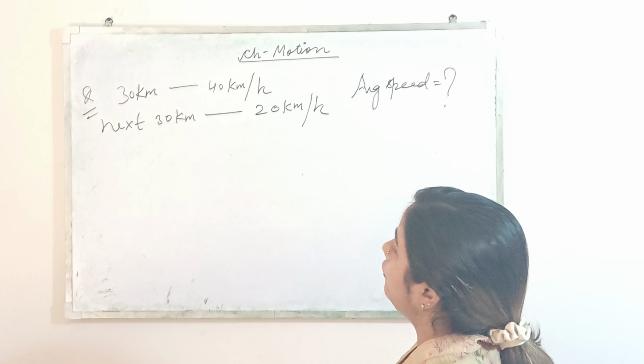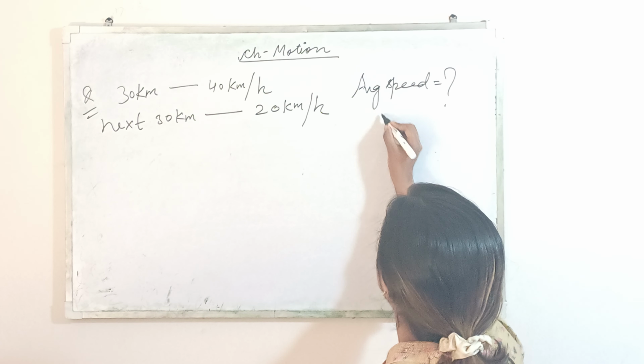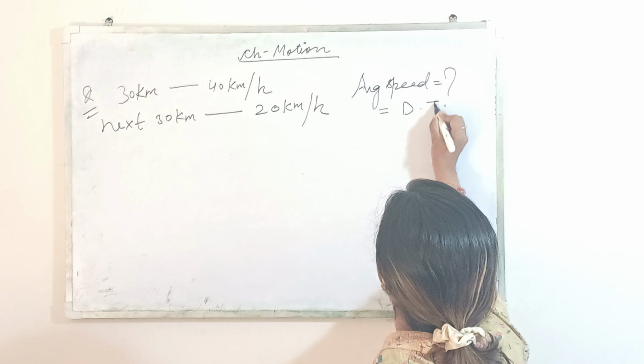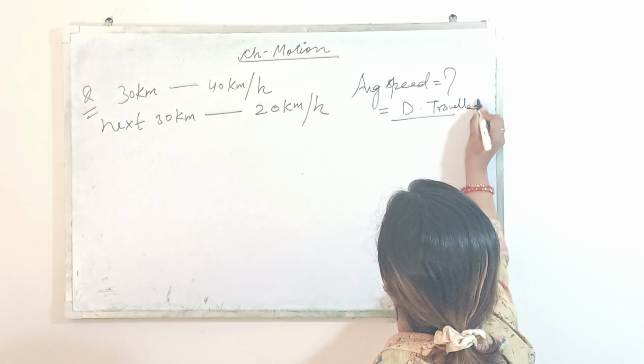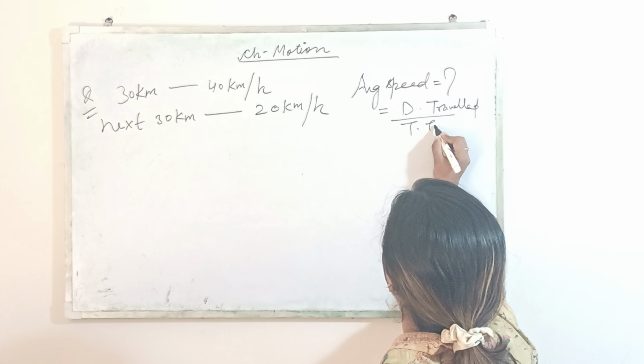Now, for calculating the average speed, what is the formula? Total distance traveled upon total time taken.